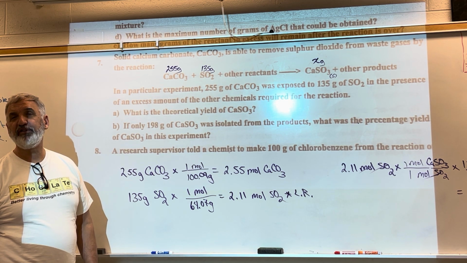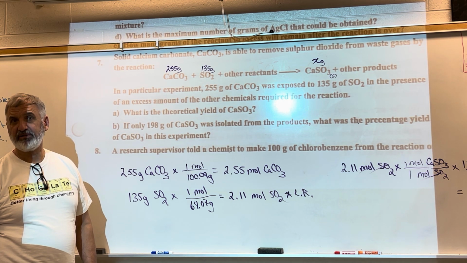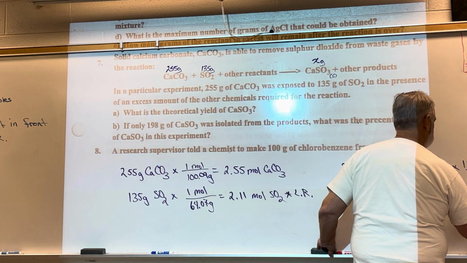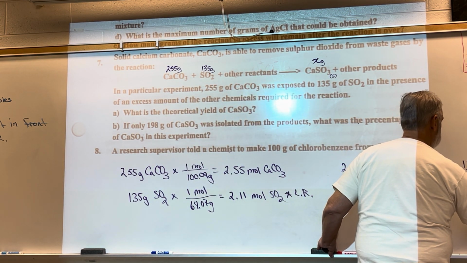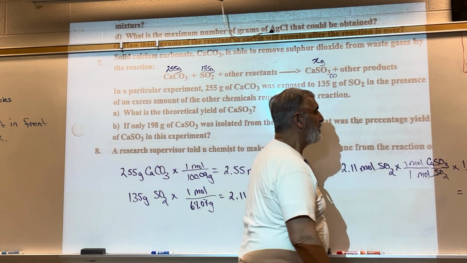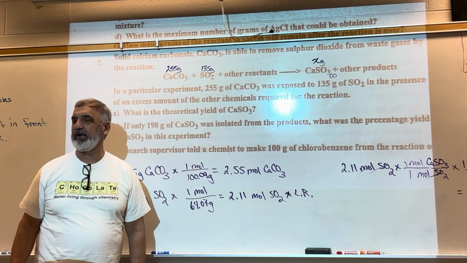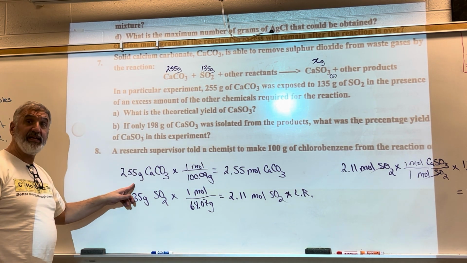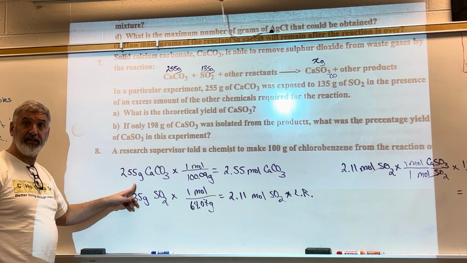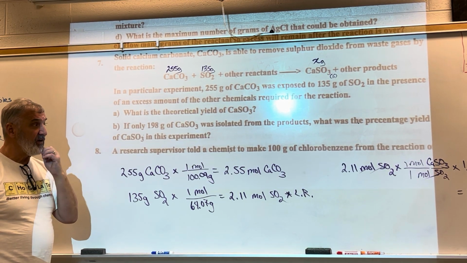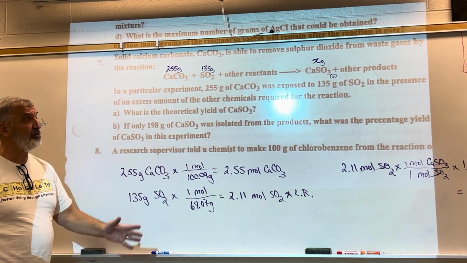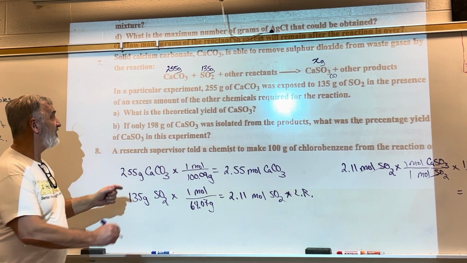So what does it come out to? 253 point what? 5. 253.5, so 254 then. Okay? So what does that mean? What does the 254 grams mean? If you put in 135 grams of SO2, with plenty of calcium carbonate, more than enough calcium carbonate, you should get 254 grams if and only if everything goes perfectly. So what do we call that? Theoretically. That's my theoretical yield.